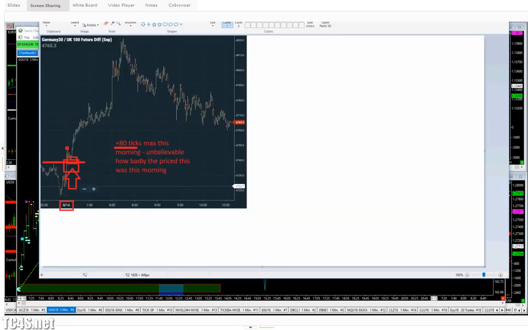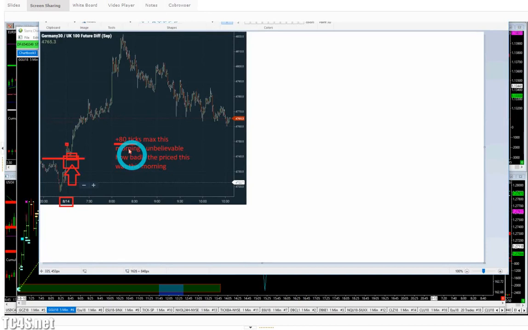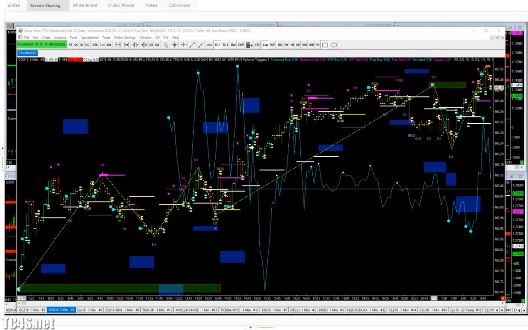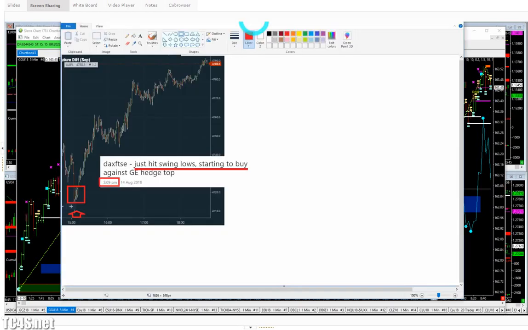By the way, if anybody didn't see this trade, obviously it kicked on for 80 ticks eventually. Unbelievably how badly priced that was in the morning session, and it ended up kicking on for 80 ticks. That was the morning trade. What happened in the afternoon? We gave a shout out for a bottom edge this afternoon, didn't we? That was the morning trade. What was the other trade?